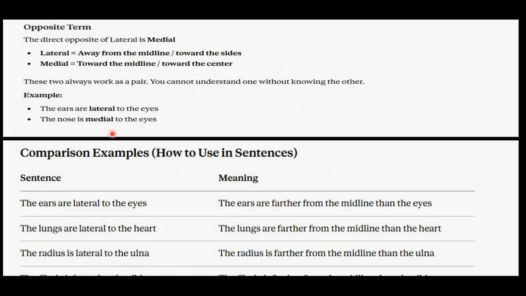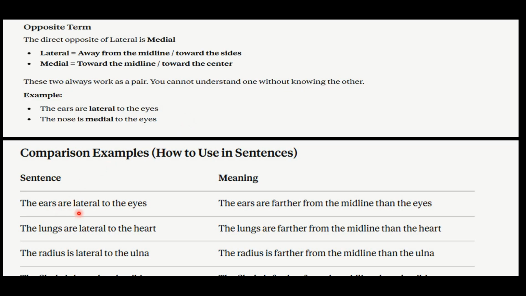Now I'll show you the opposite term. The direct opposite term of lateral is medial. We just discussed that lateral means away from the midline toward the sides, and medial means toward the midline, toward the center. So these two terms always work as a pair. You cannot understand one without knowing the other. Here are simple examples: the ears are lateral to the eyes, the nose is medial to the eyes.